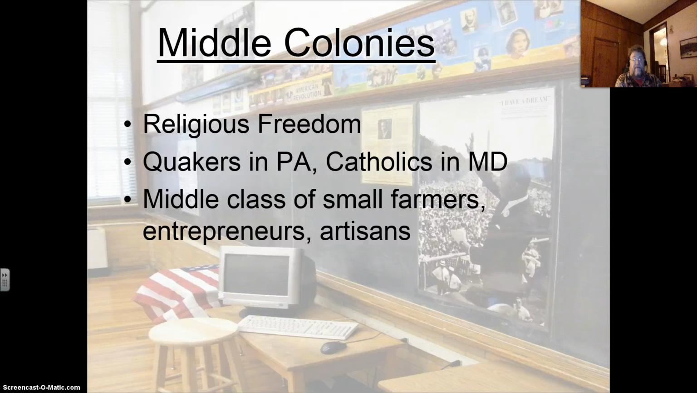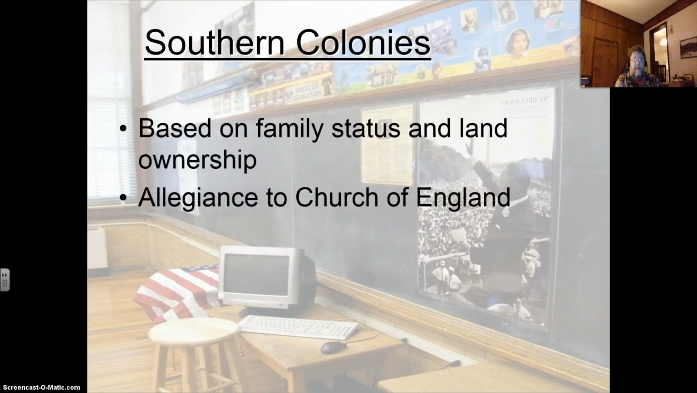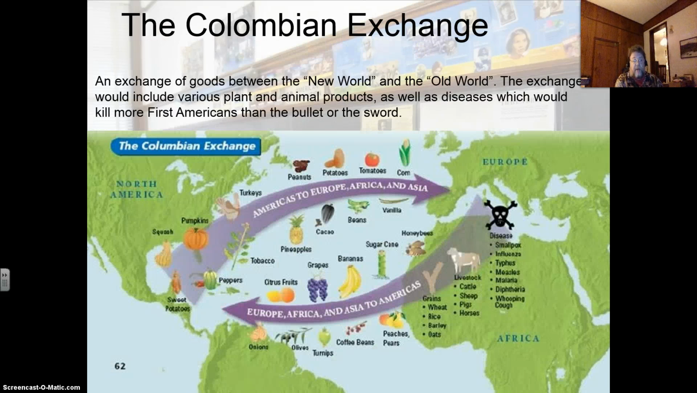A middle class of small farmers, entrepreneurs, and artisans lived in the middle colonies. And in the South, social status was based on family and land ownership, and allegiance to the Church of England. In the mountains and lowlands off to the west, there were Scottish and Irish hunters.